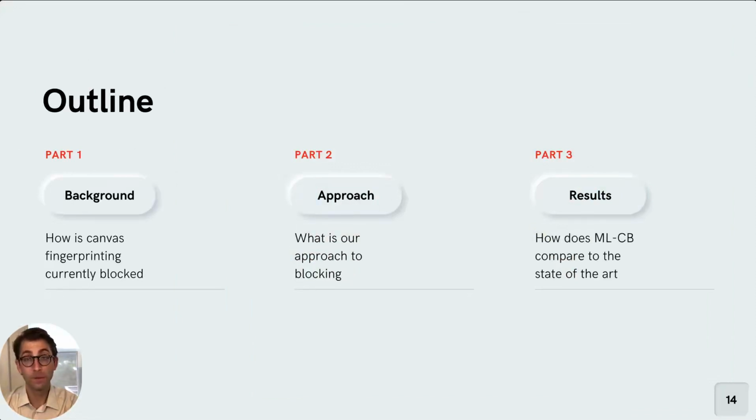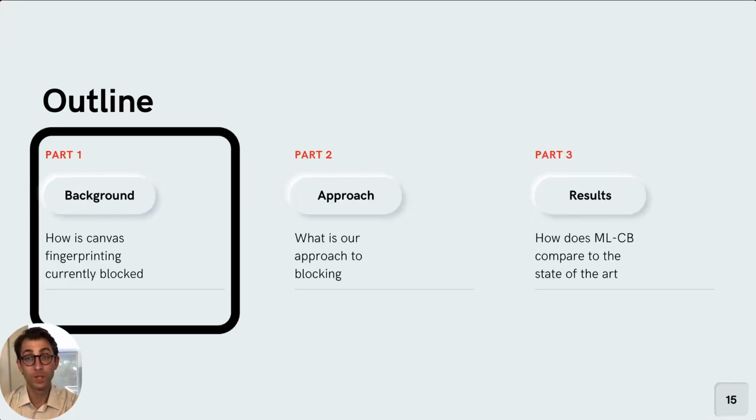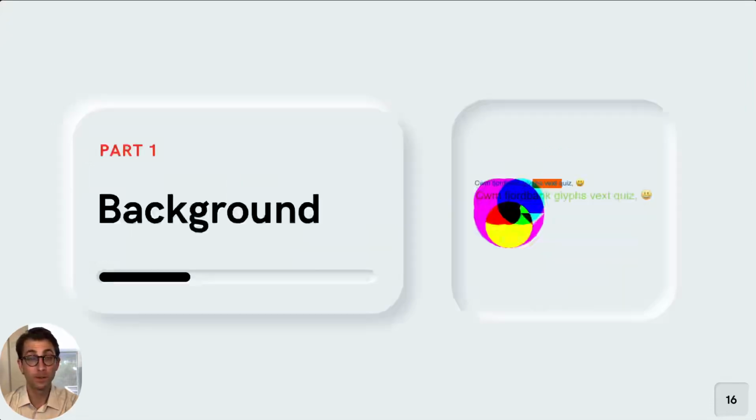In part 1, the background, I'll discuss how canvas fingerprinting is currently blocked. Part 2 will be our approach to blocking tracking-focused canvas actions. Part 3, I'll discuss our results and how our approach compares to the state of the art. So let's get started with part 1, the background.